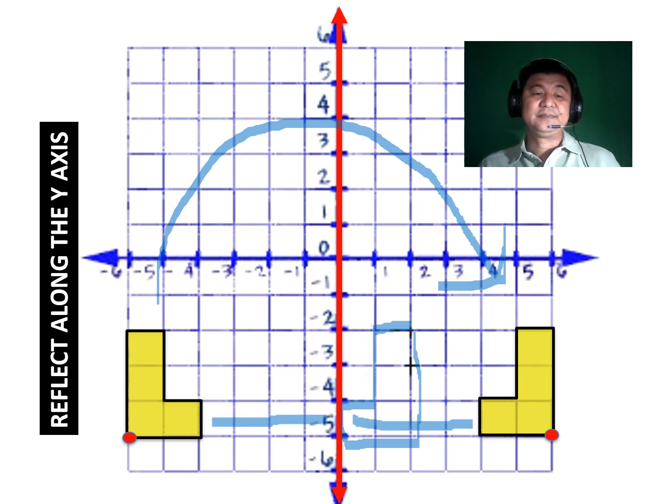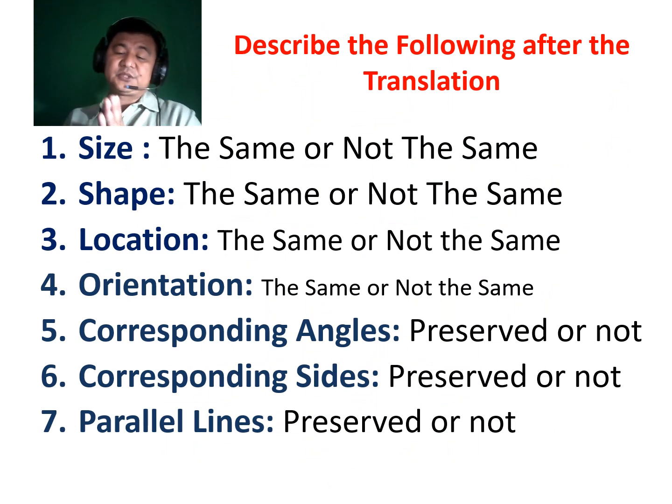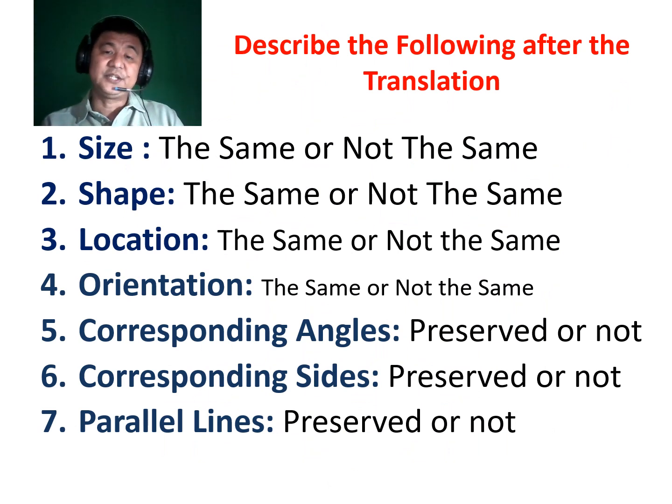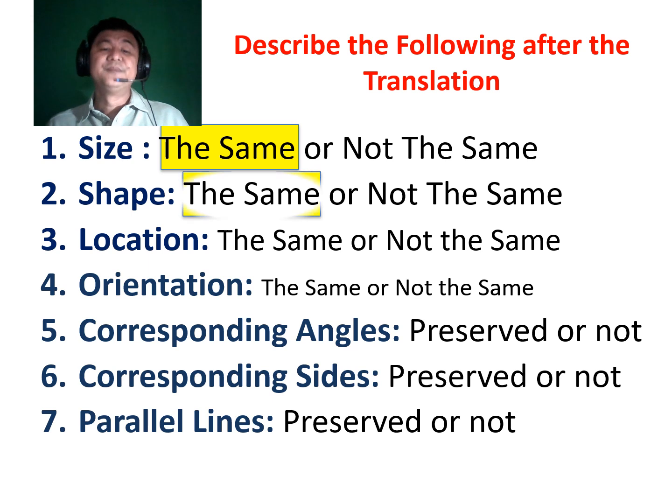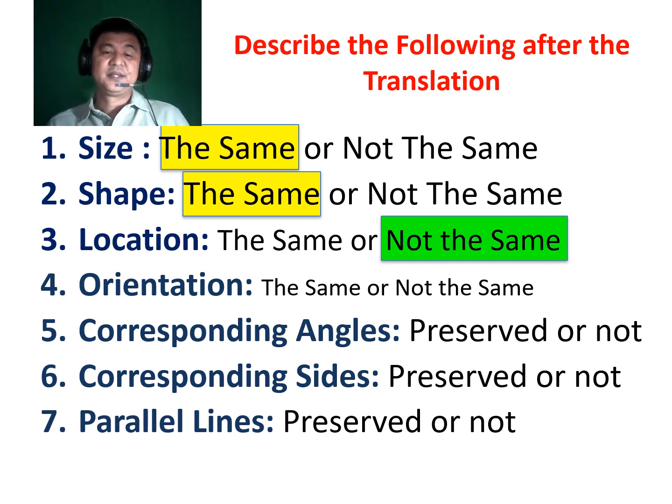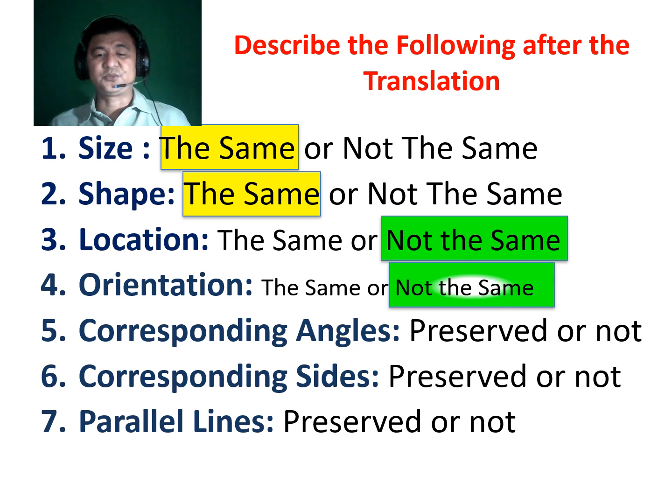Take note of that. So, from those reflections, what can you say about the following? The size, did the size change? No, it's the same. How about the shape? Is it still a letter L or did it morph into another figure? It is the same, correct. The location, obviously, okay, is not the same. And the orientation, is there a flipping? Obviously, that's why the orientation is now different.